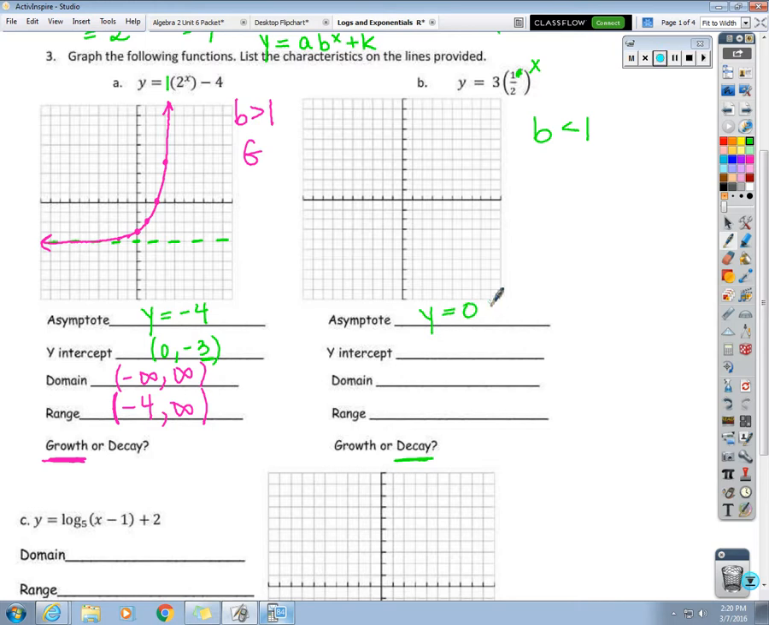Now, the reason I know for sure that it's at 0 is because of k. What was in the k value over here? -4, which is why your asymptote was at -4. What's in the k value over here? 0. That's how I know my asymptote's at 0. And it's a decay because the B value, which is 1/2, was less than 1. Okay, where is the y-intercept?